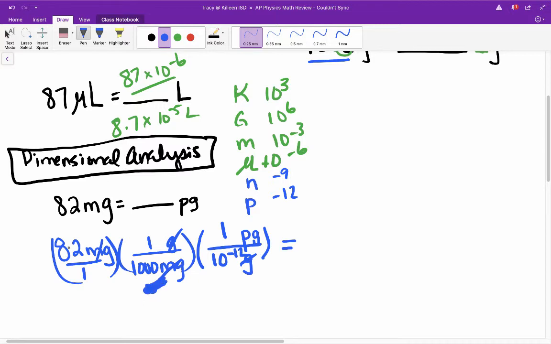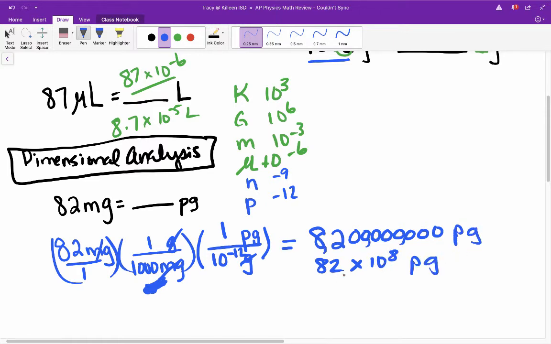Okay, anything on top, I'm going to multiply. Anything on bottom, I'm going to divide. And so I'm doing 82 divided by 1,000 divided by 10 to the negative 12th. That gives me 82 with 8 zeros on it, or 82 times 10 to the 8th picograms. And I know that this is 8.2 times 10 to the 9th in proper scientific notation.